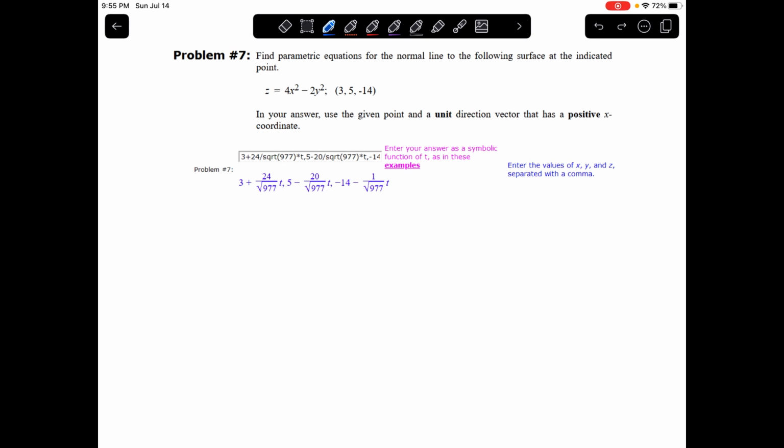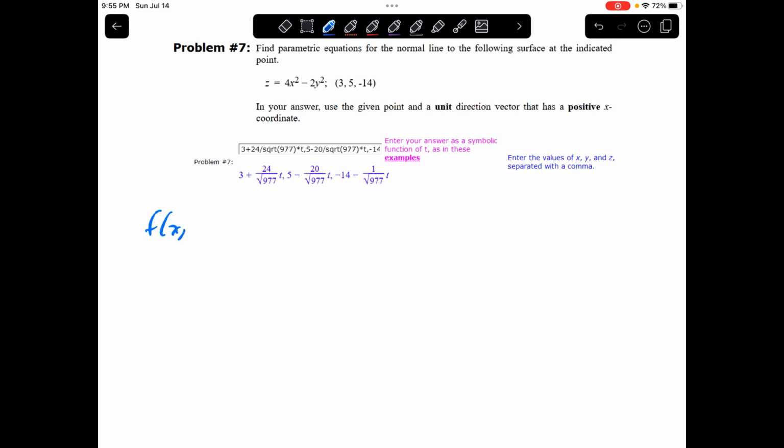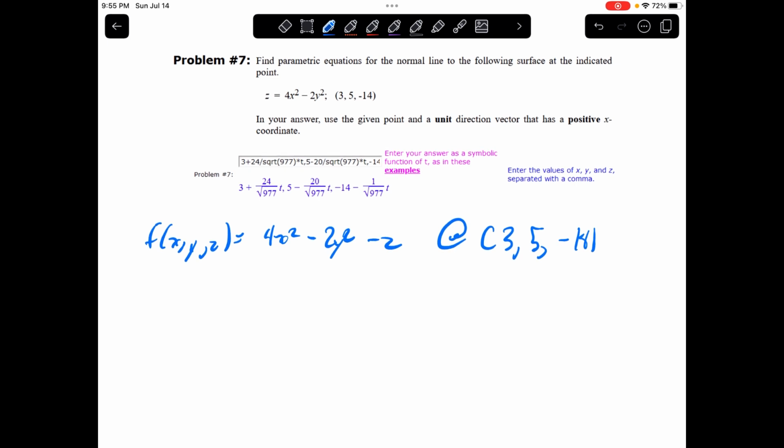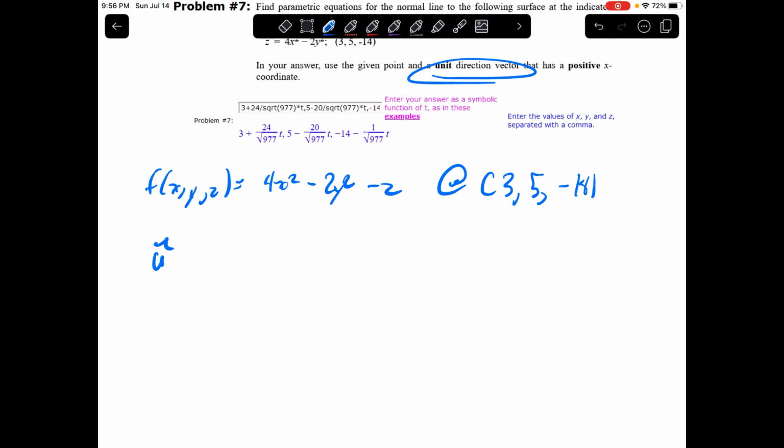Okay. So once again, we have to solve for f at x, y, z. This will be 4x squared minus 2y squared minus z at 3, 5, negative 14. Okay, so the normal line, right? If we want to find the normal line, we use the given point and a unit direction vector at this point, which we know to be u over that.